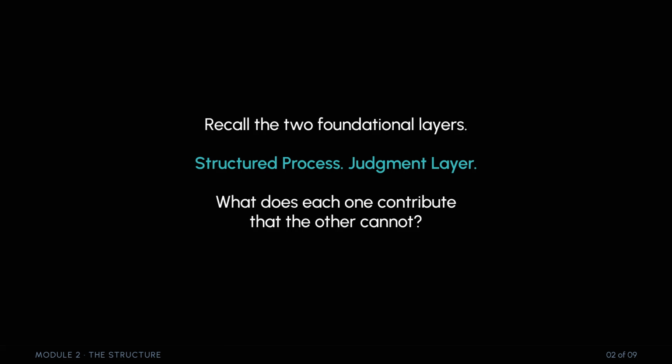Module 1 named the framework's architecture: a human foundation beneath 2 foundational layers with an optional accelerator above. Recall the 2 foundational layers, structured process and the judgment layer. What does each one contribute that the other cannot? Picture the architecture map: the foundation, the 2 layers, the dimmed accelerator at the top. The answer to that question is the reason the whole framework is built the way it is.